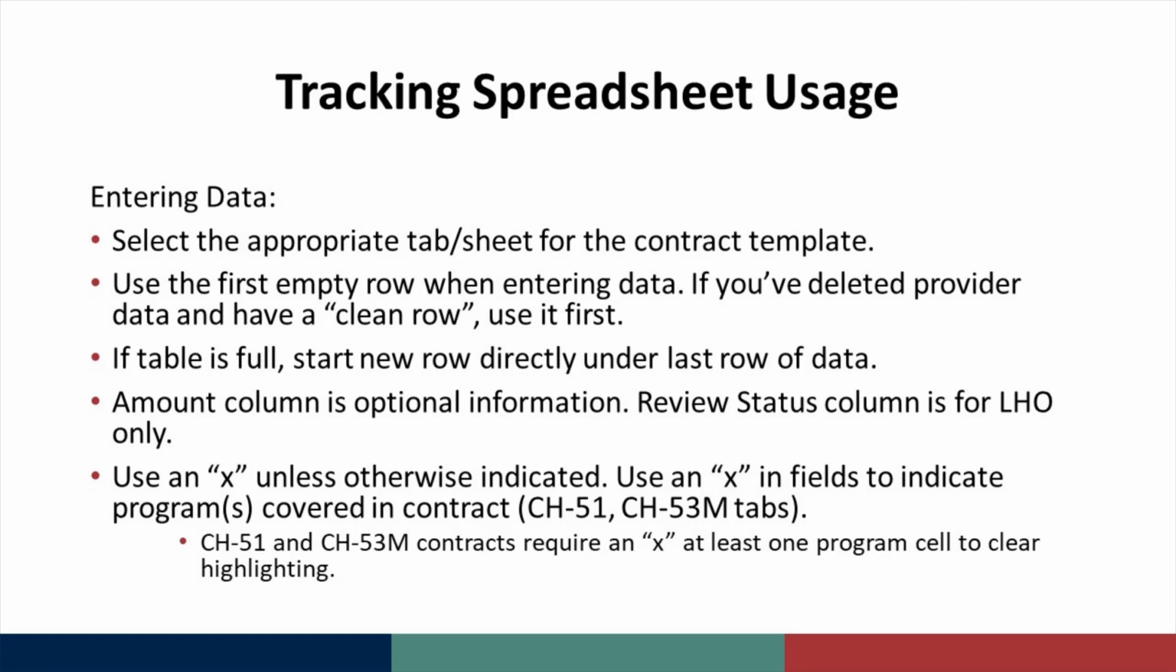The amount column is strictly optional information. The review status column is for LHO usage only. Use an X unless otherwise indicated. Use an X in fields to indicate programs covered in the contract on the CH51, CH53M tabs. On the spreadsheet, the CH51 and CH53M tabs require an X in at least one program cell in order to clear the highlighting from the template.